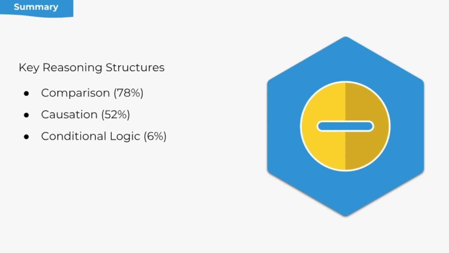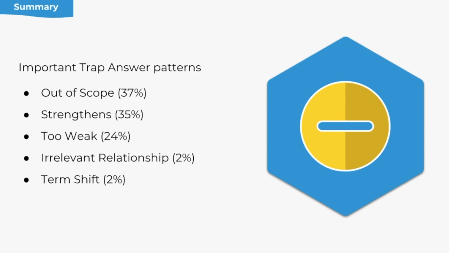Comparison plays a major role, at 78% of all weaken questions involving comparison reasoning. 52% of all weaken questions involve causal reasoning. Obviously, there's an overlap and many questions involve both. Conditional logic, however, is not a major player when it comes to weaken questions. Finally, the trap answers you want to be looking out for: out of scope, answer choices that move in the wrong direction, strengthening the argument instead of weakening it, and answer choices that are simply too weak to have an impact. Those are the main ones that you want to be paying attention to.